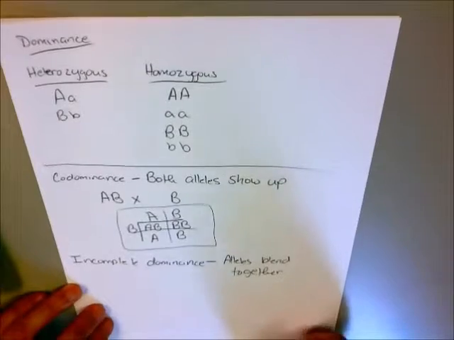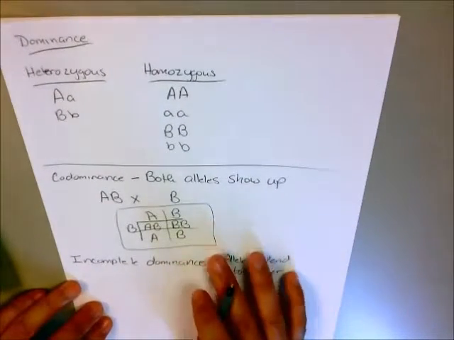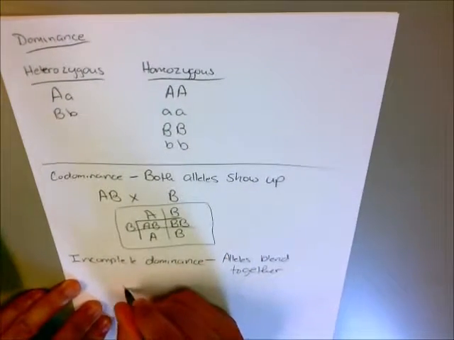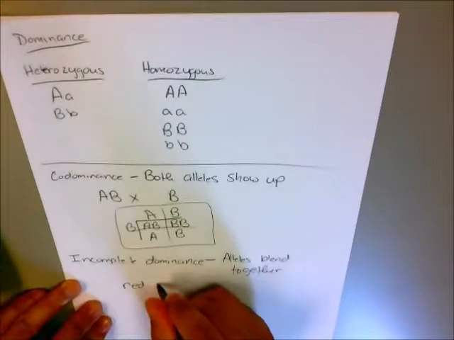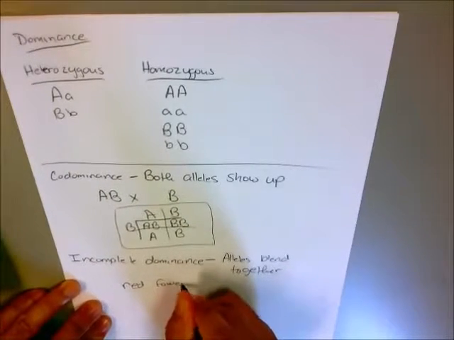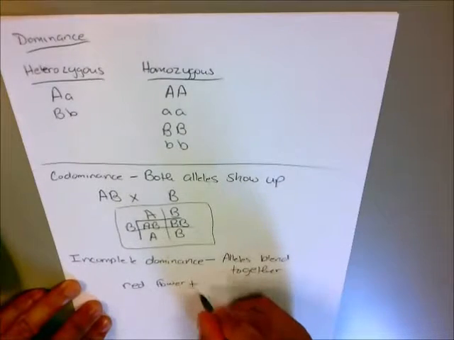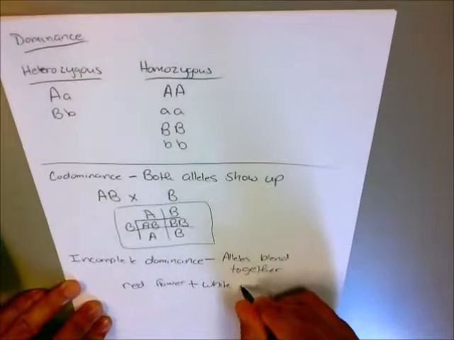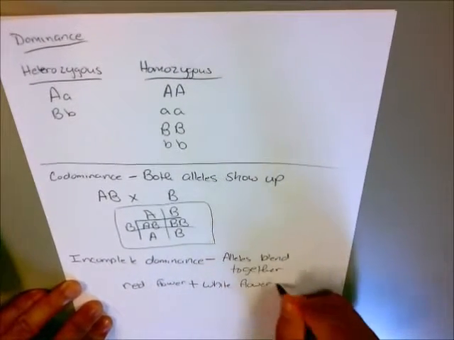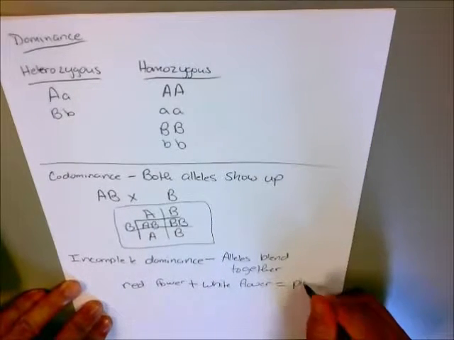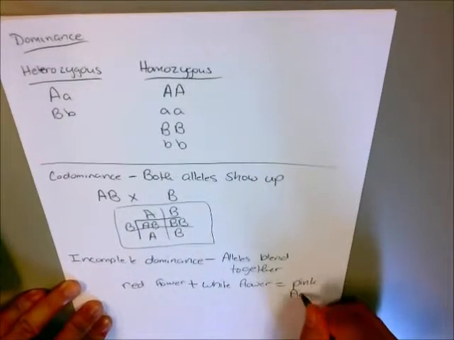Alright. They're often going to use the idea of flowers. You can use hair if you like, but let's go ahead and use flowers because that's the one that you see most often. So you have a red flower plus a white flower. And this is going to be the most common example. You end up with a red plus white equals a pink flower. Okay?